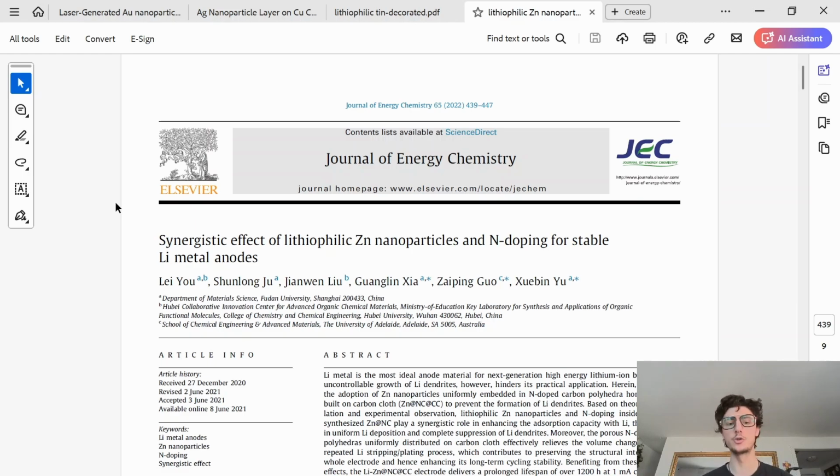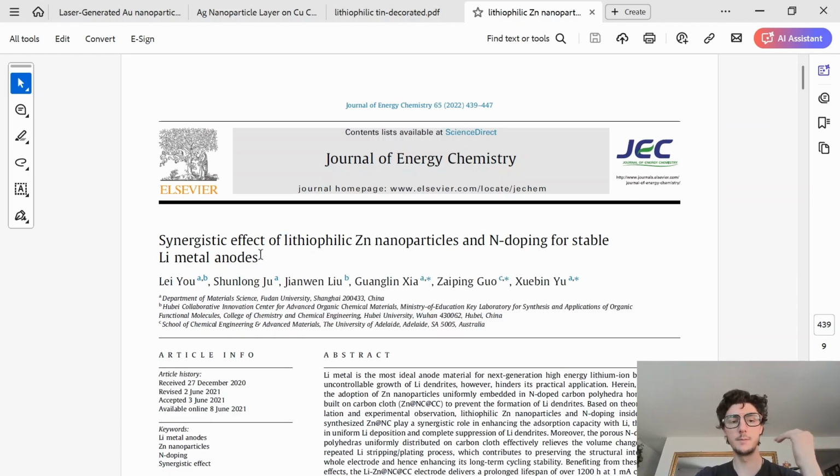So all of these papers are related to batteries, specifically lithium metal batteries. We got lithium metal anodes over here, and they're separated by the material they use. So this one here is titled Synergistic Effect of Lithiophilic Zinc Nanoparticles and N-Doped for Stable Lithium Metal Anodes. So my main interest here was this zinc. I searched up the word lithiophilic and I searched up zinc nanoparticles, and this is the article that came up that was interesting to me. So zinc nanoparticles are interesting, and it turns out that they are lithiophilic.